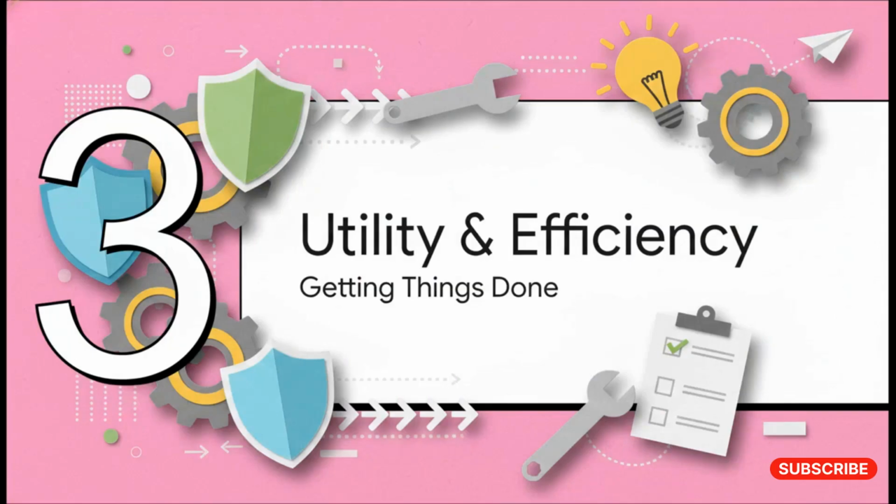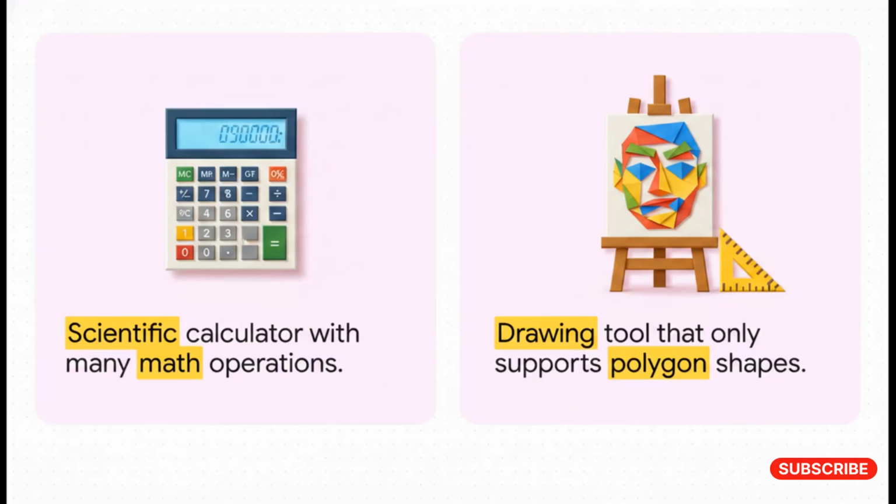Up next is Section 3, Utility, Effectiveness, and Efficiency, getting things done. Let's start with utility. Utility basically dictates whether a system provides the actual functionality you need to do your job. For example, a scientific calculator has high utility. It empowers you with complex formulas and it's programmable. It's a powerhouse. Conversely, imagine a digital drawing tool that only allows you to stamp polygon shapes with no freehand drawing at all. For an artist trying to sketch a portrait, that is hopelessly low utility. It's like trying to paint the Mona Lisa with a hammer.